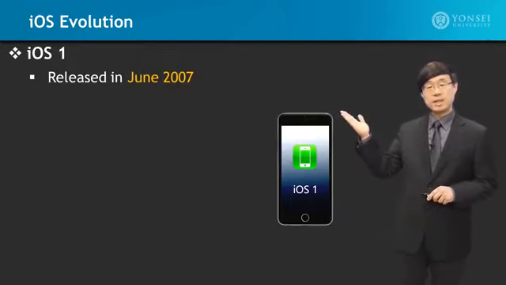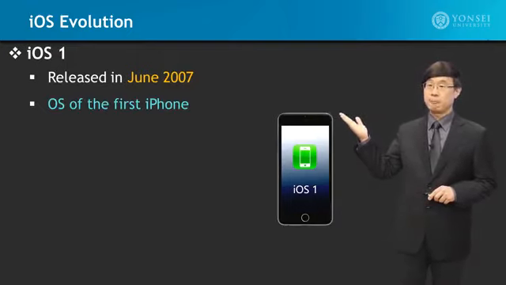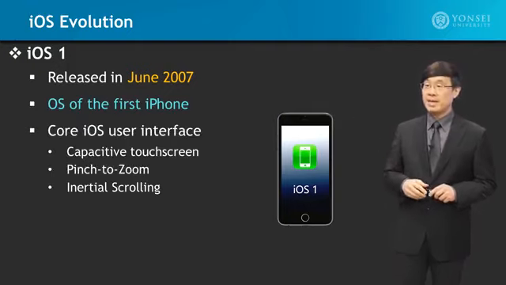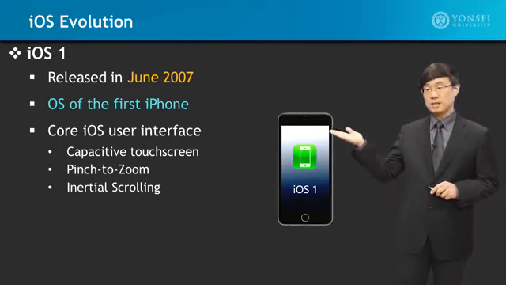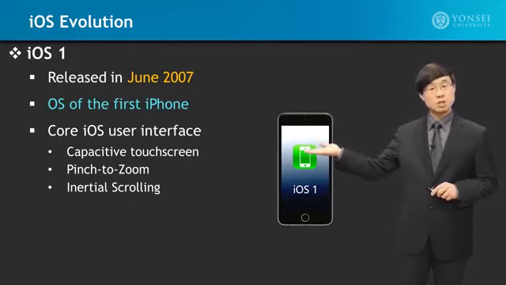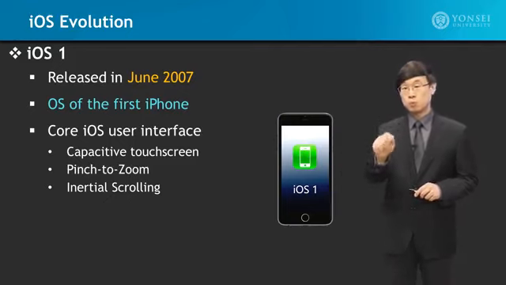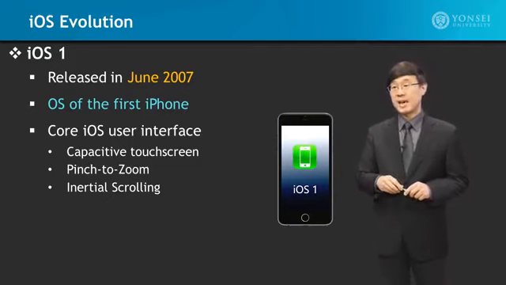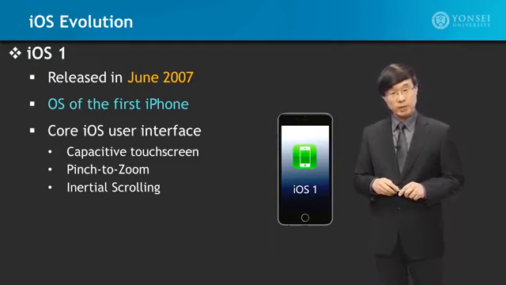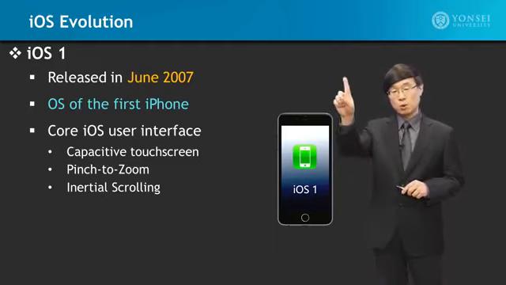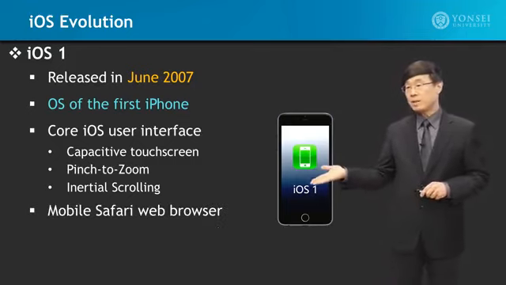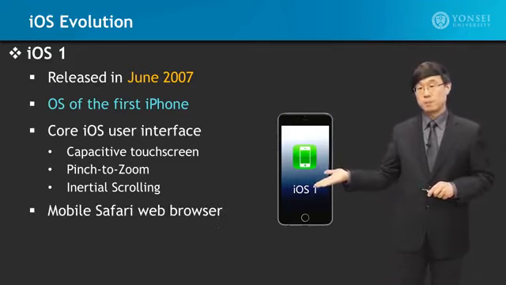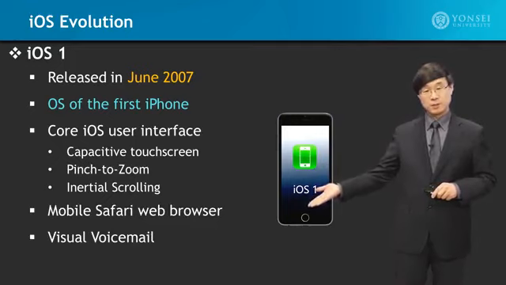iOS 1 was released in June of 2007. This was the operating system of the first iPhone, and it included the core iOS user interface supporting capacitive touchscreen, pinch to zoom, where you could zoom in like that, and also inertial scrolling, where you put your finger and roll up, and it will continue based on the movement. Mobile Safari web browser was included, and visual voicemail was included.